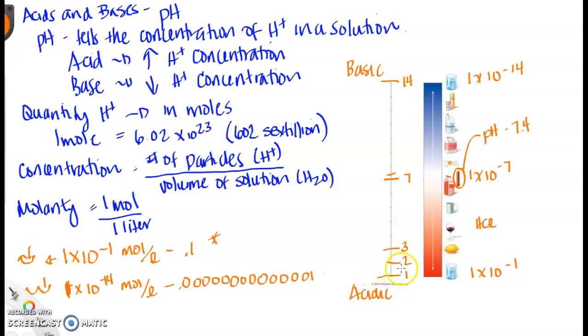So be aware, understand this pH scale, realize or know that the more acidic something is, the lower the pH. The less acidic something is, the higher the pH. Okay, so that is very important for you to know and to be able to answer questions about that.